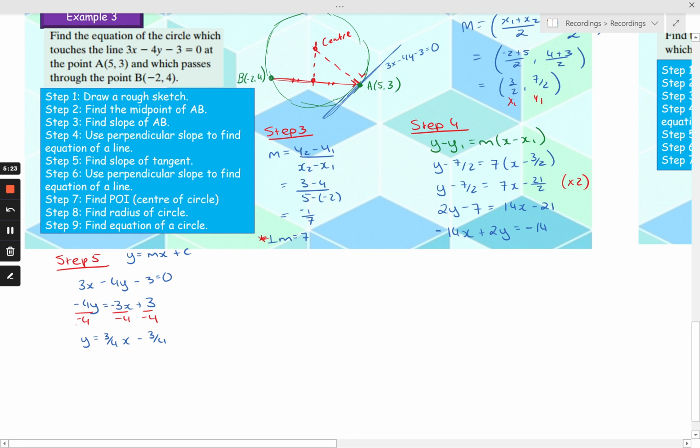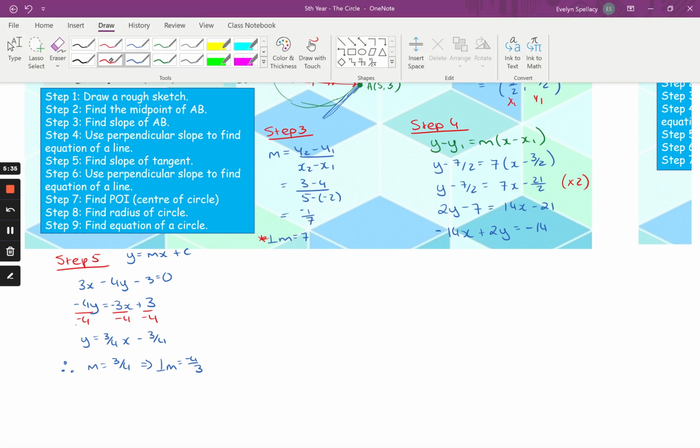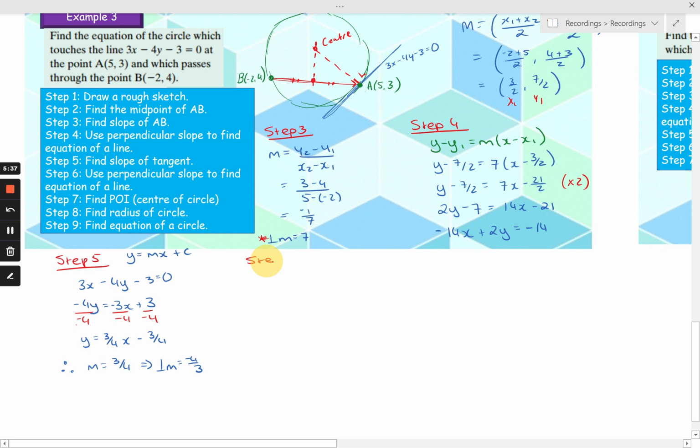And now I know that the number that I have in front of my x is my slope. So therefore m is equal to 3 over 4. So my perpendicular slope is going to be minus 4 over 3. Step 6 here now is to find the equation of that line, the equation of the line that's perpendicular to my tangent.